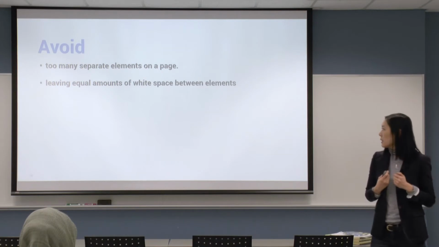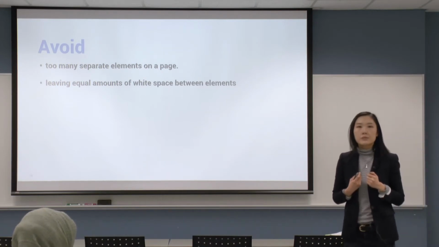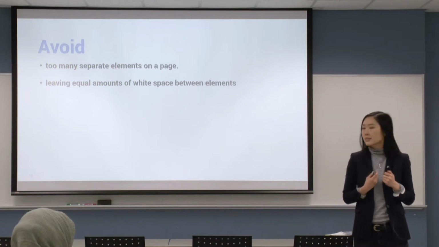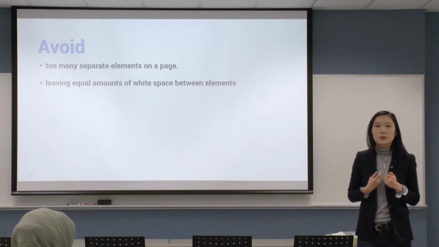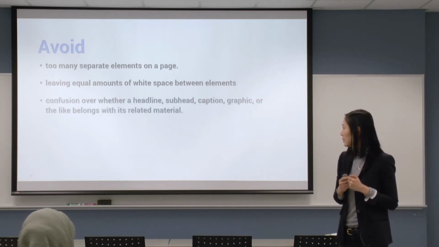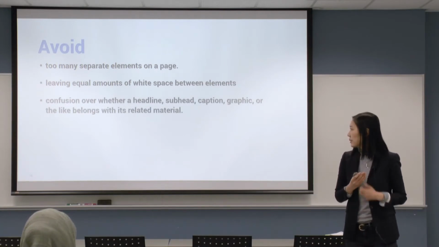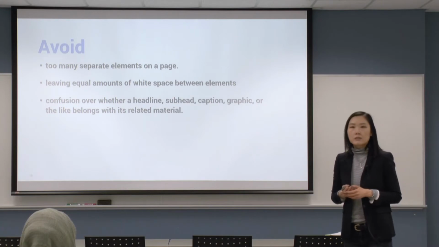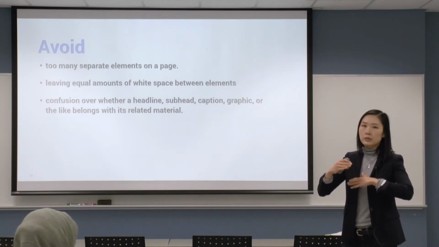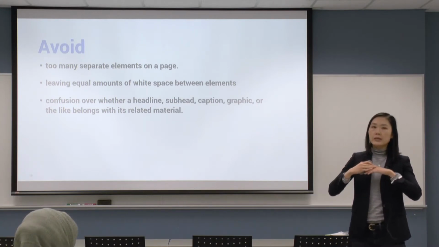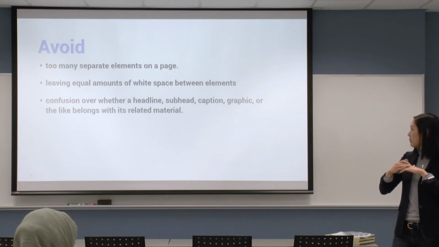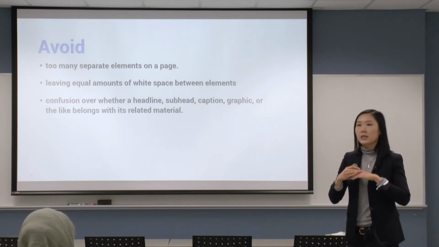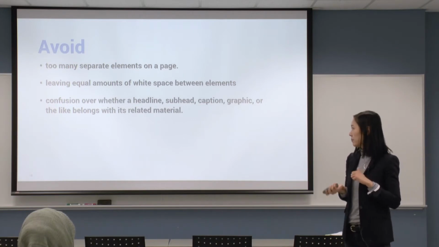Leaving equal amounts of white space between elements will ultimately confuse your viewers because they're not sure which content belongs to what. Okay. And confusion, again, has to do with how closely things are related together. I want to know when a heading is related to a paragraph or a caption or a graphic, it should look like it actually belongs to that material.